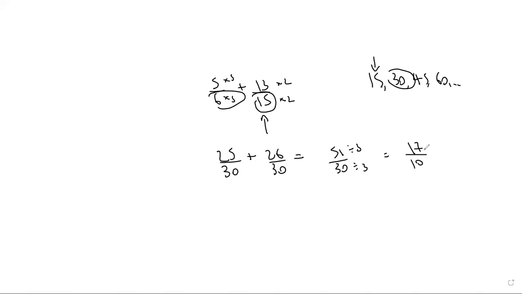So that one's harder to see. It was more or less just a guess. But yeah, 17 over 10, you can't reduce that any further because 17 is a prime number. If you want, you could convert it to a mixed number, of course. Is that right? Yes. So that, of course, is adding fractions.